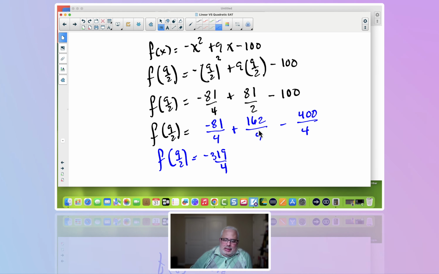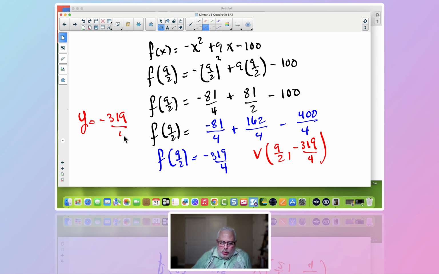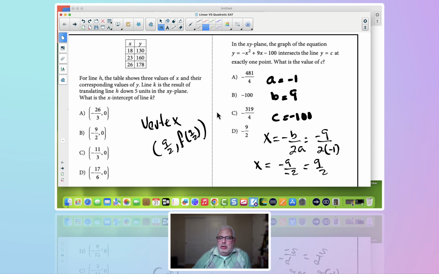So now we are ready to write the vertex: 9 over 2 for x and negative 319 over 4 for y. So the horizontal line passing by the vertex is y equals negative 319 over 4. And that is the answer. If we go back to our question, we have the answer over here: negative 319 over 4. This is quadratics in the SAT.